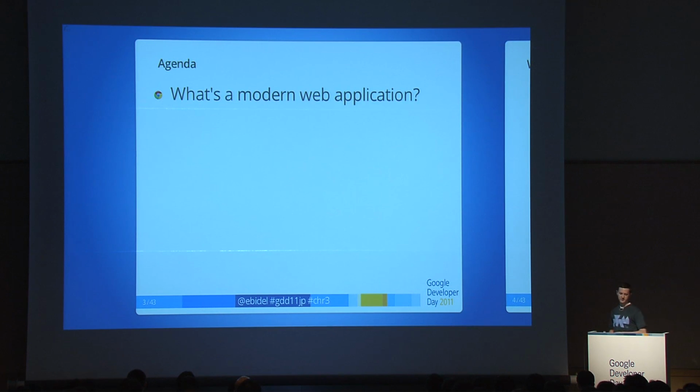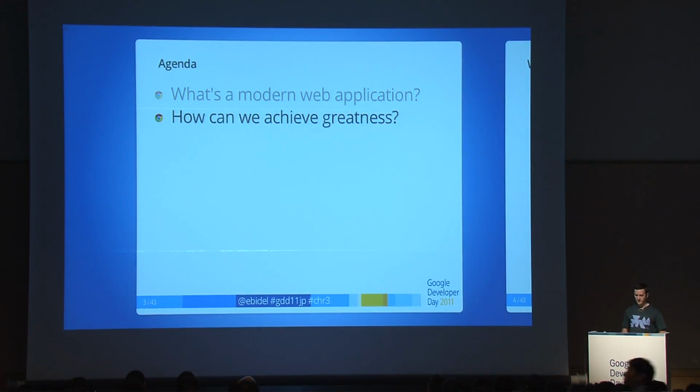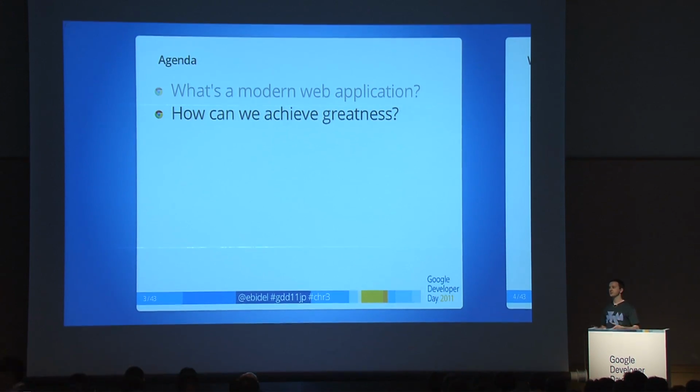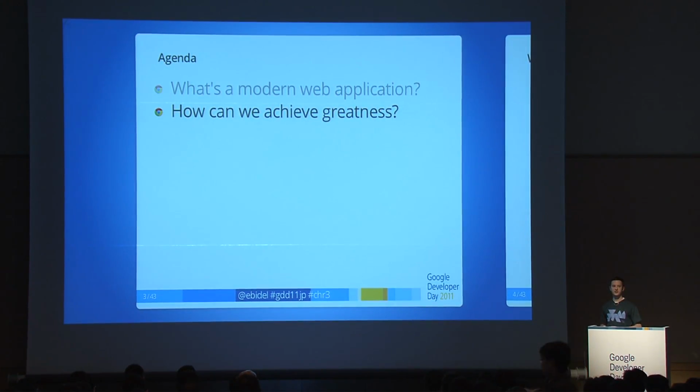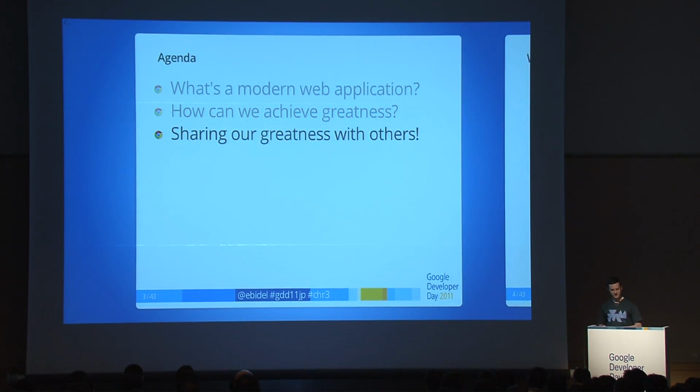So what are we going to cover in this presentation? We'll talk a little bit about what is a modern web application. What does it mean to be a modern web application? How do you build a modern web application? And then how do you achieve this greatness? So some of the APIs and techniques you can use to build a modern web application after we go through exactly what that is. And then once you have this cool thing built, how do you share it with users? How do you get eyeballs on it? That's very important, right? We build something, we put our sweat and tears into it, and we want to share it with others.